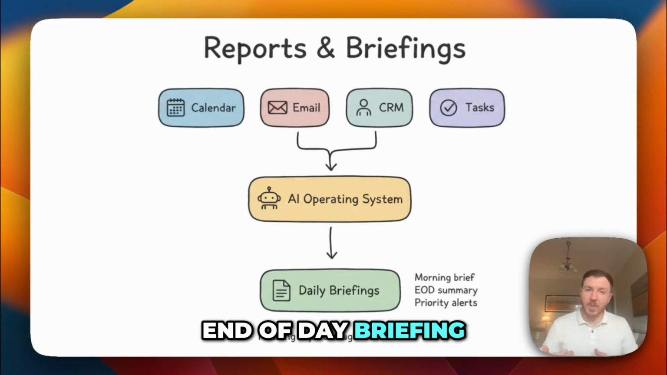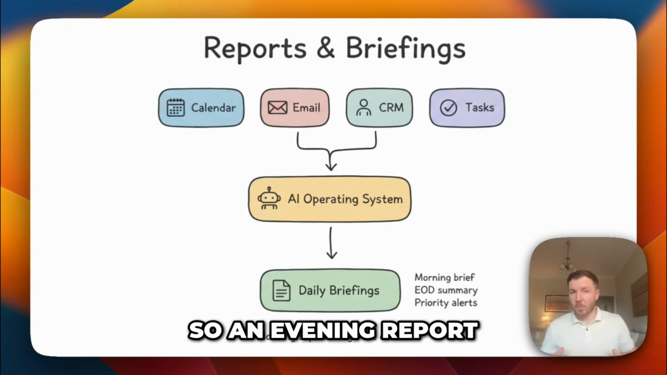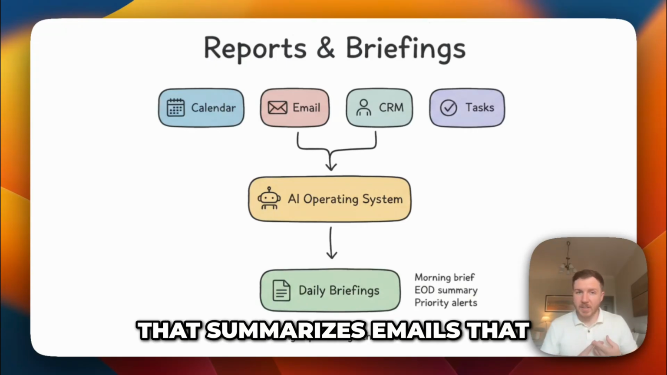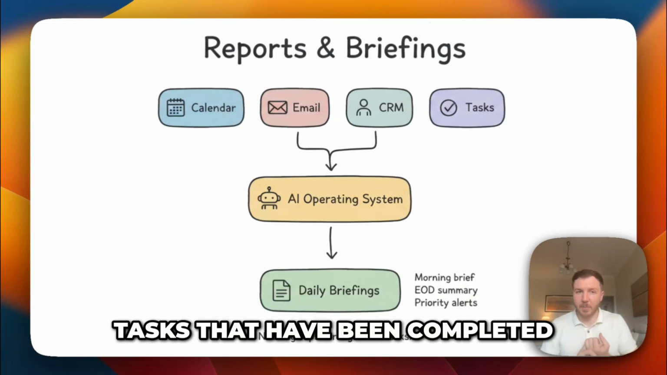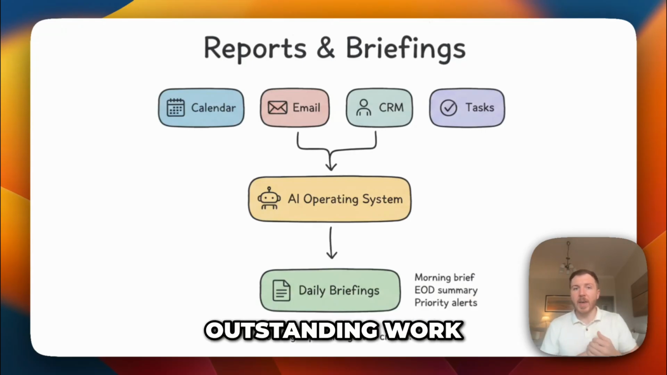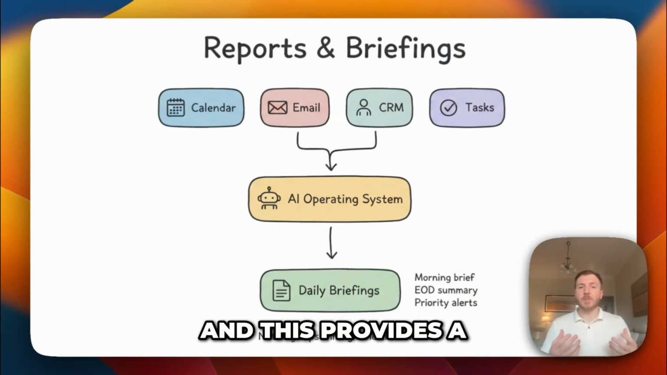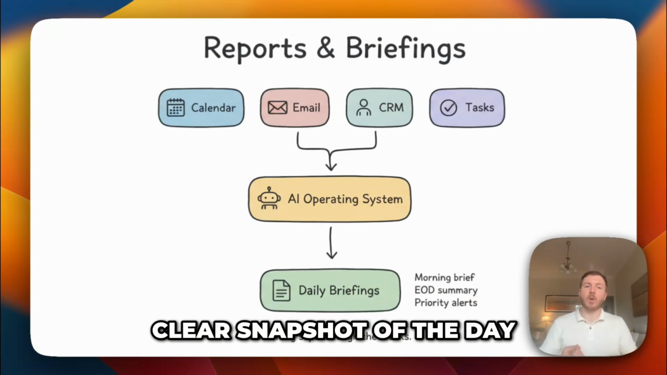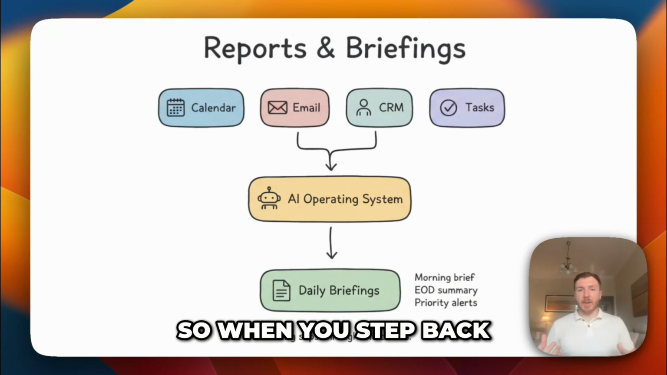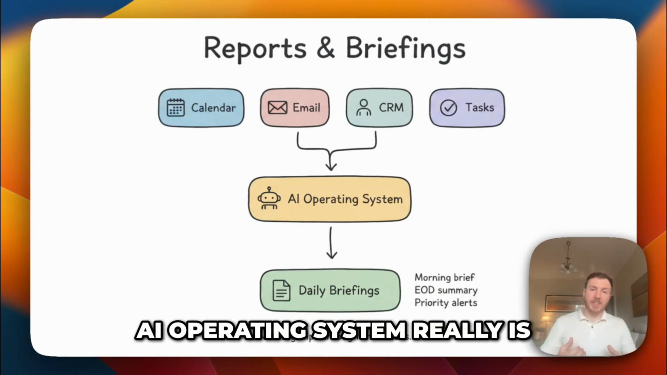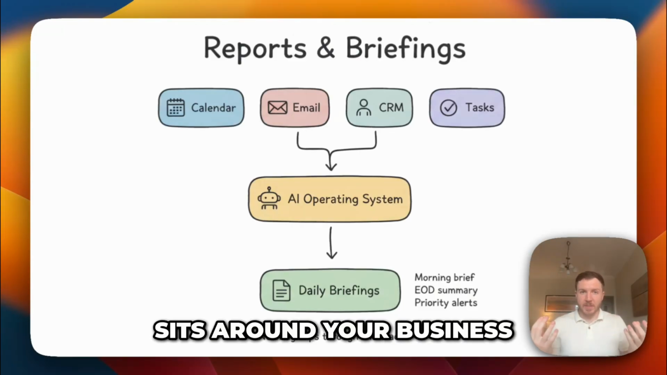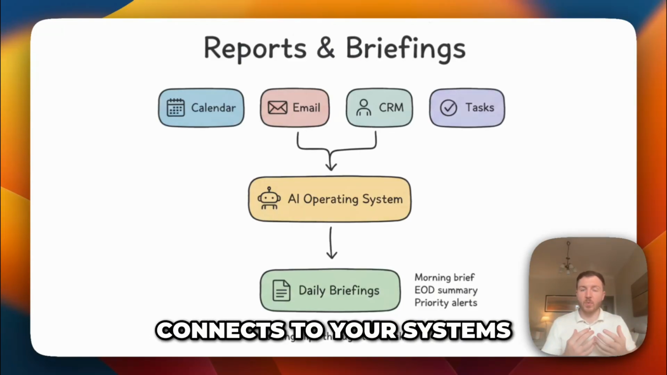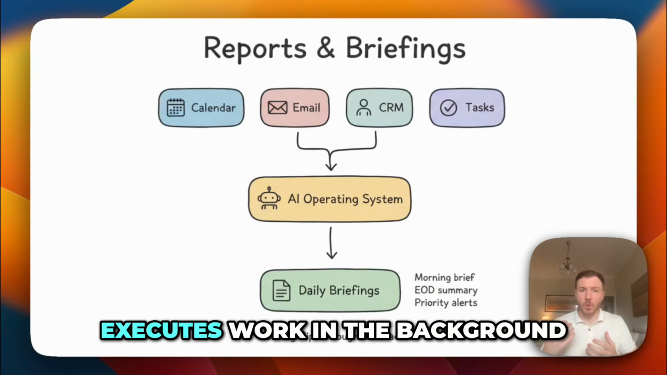It also gives an end of day briefing, so an evening report that summarizes emails that have been handled, invoices that have been processed, tasks that have been completed, outstanding work, and any pipeline changes. And this provides a clear snapshot of the day. So when you step back, this is what an AI operating system really is. It's a layer that sits around your business, connects to your systems, runs your playbooks, and executes work in the background.